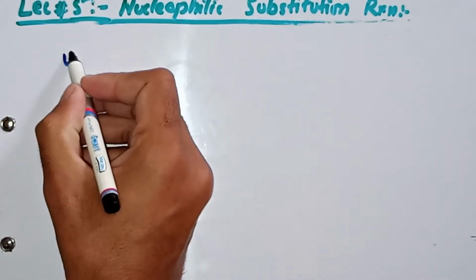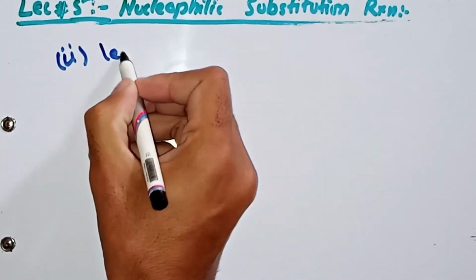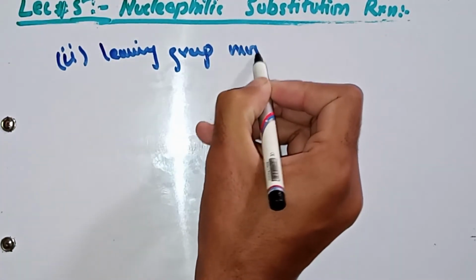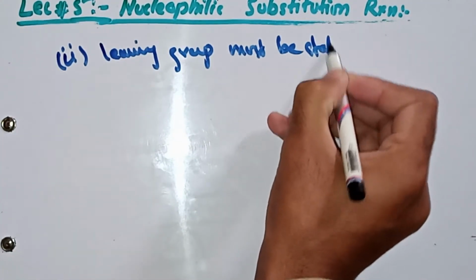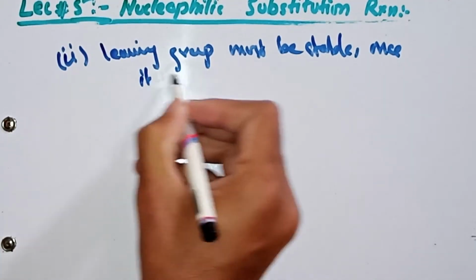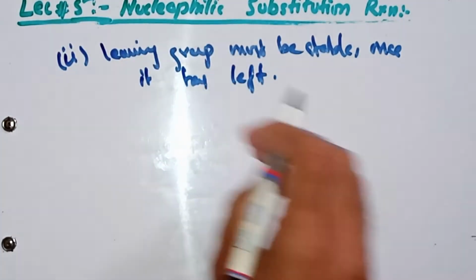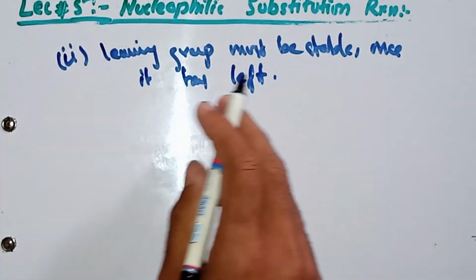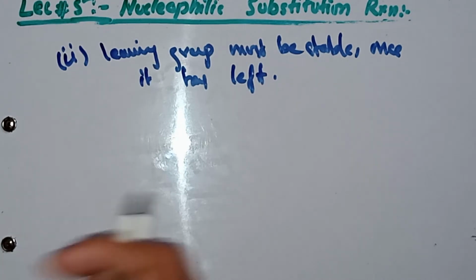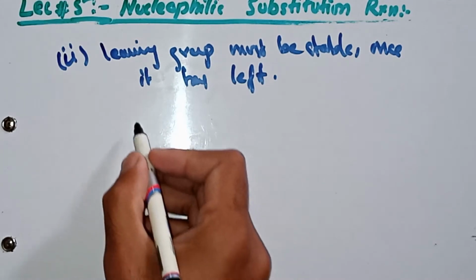As I told you, the leaving group must be stable. The leaving group must be stable once it has left. What does this sentence mean? This means, in the direction of the reaction, let me explain by example.